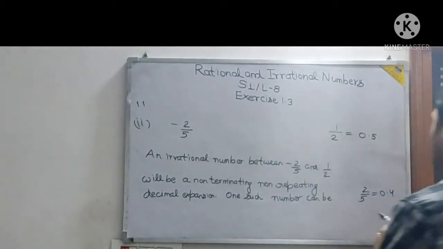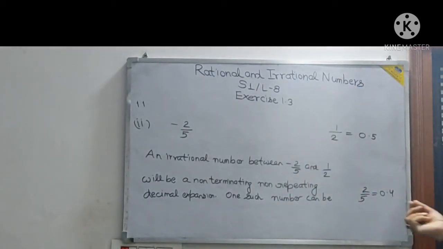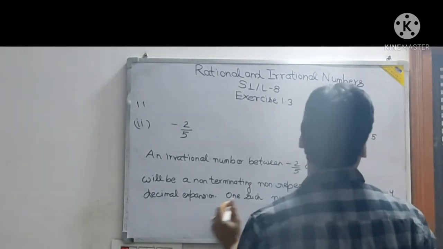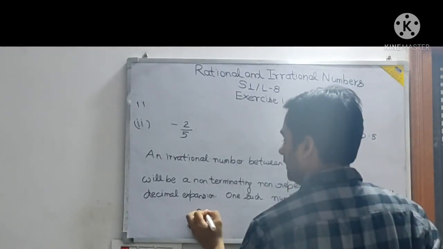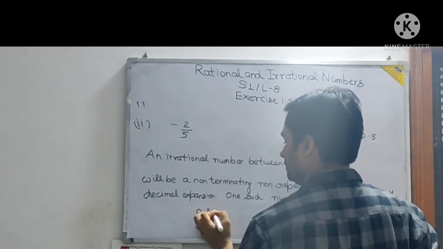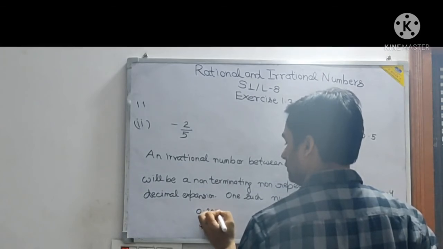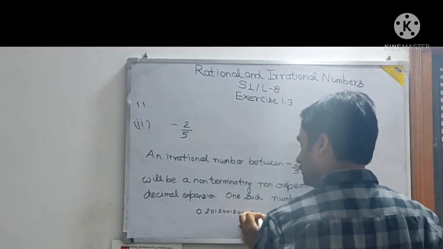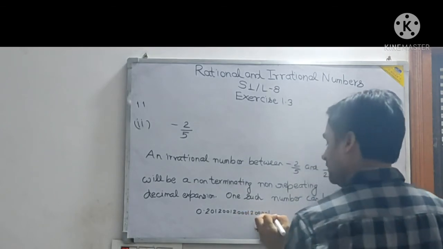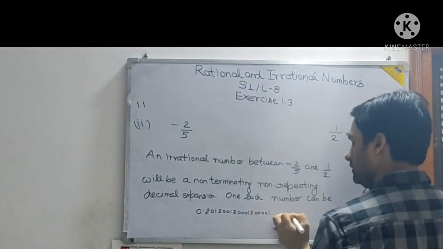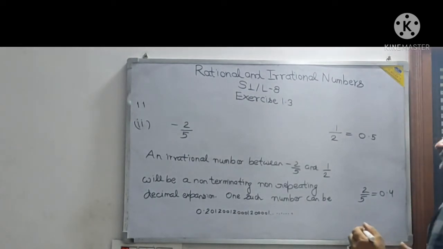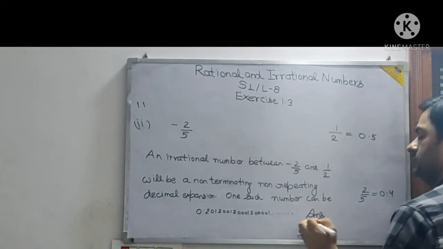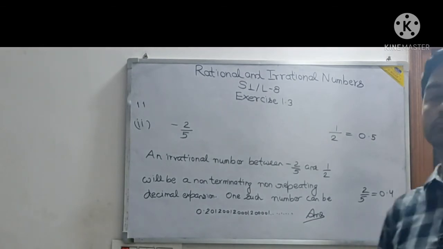What will be that? More than negative of 0.4. Negative of 0.4 is there. You go to the positive side. So it will be what? 0.20, then 2001, then 2001, then 4 times 0, 1, dot, and so on. This is the answer. Clear? That is the way.